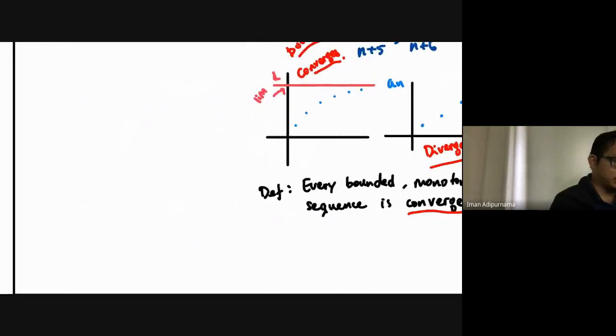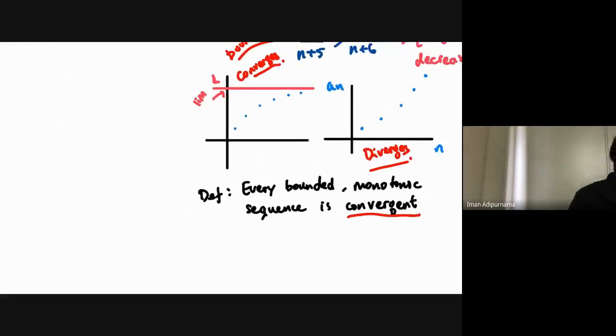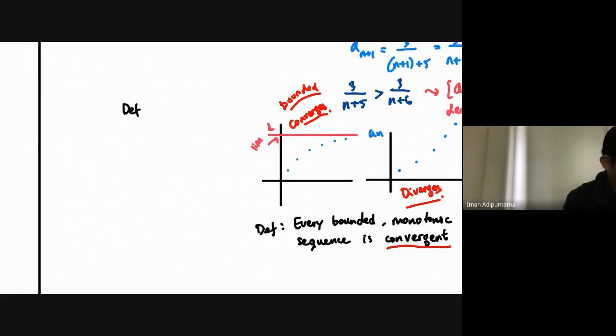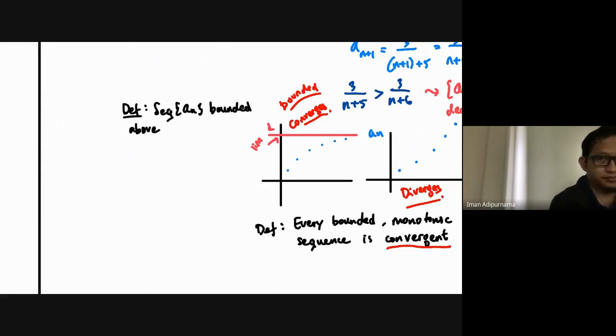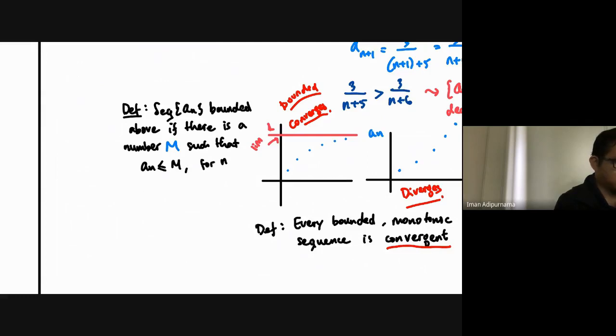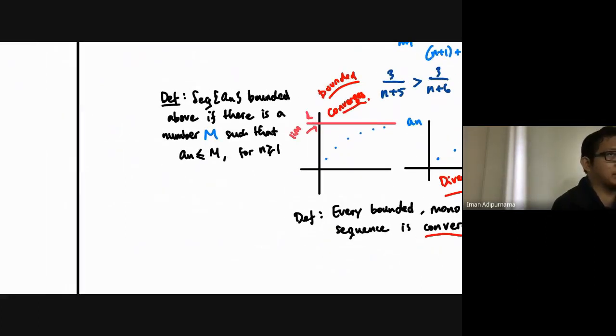Let me write in more detail. The sequence a_n is bounded above if there is a number, let's say the number M, such that when the order is increasing, a_n will be less than that M value. It's the same thing as what we drew before. This is just a statement.